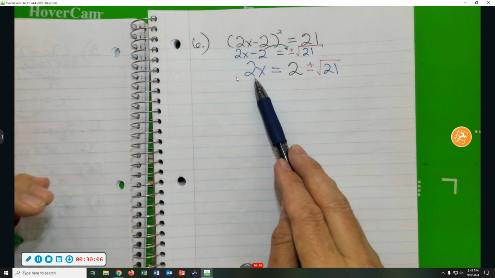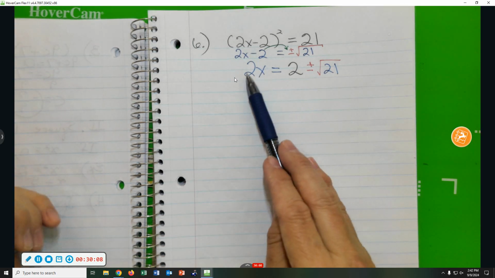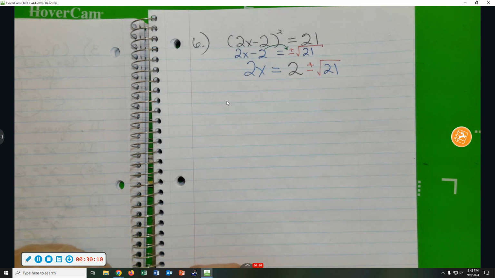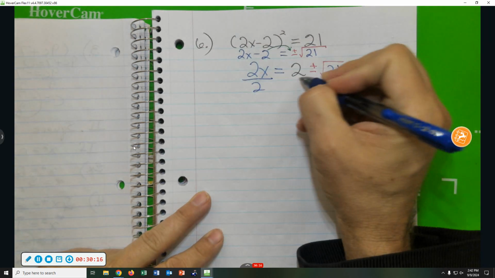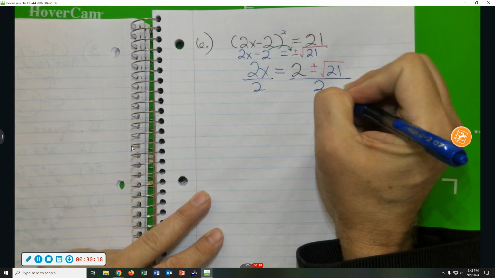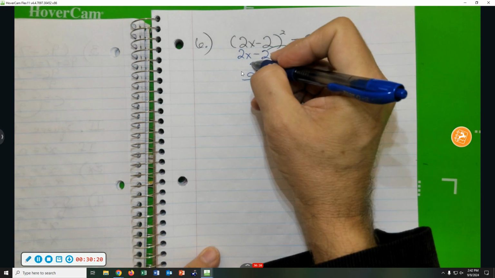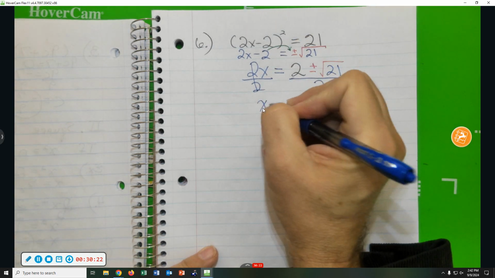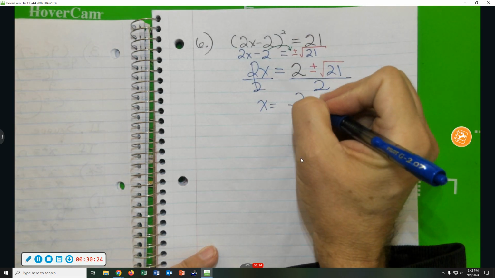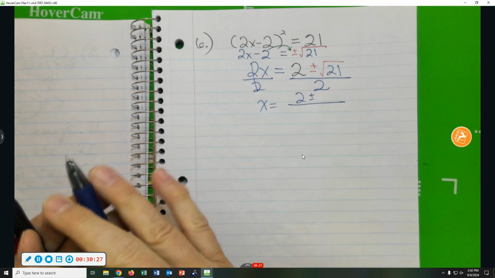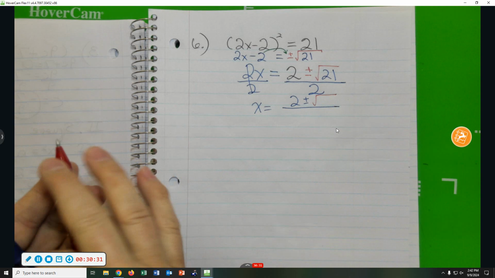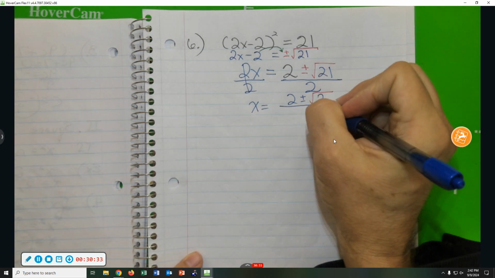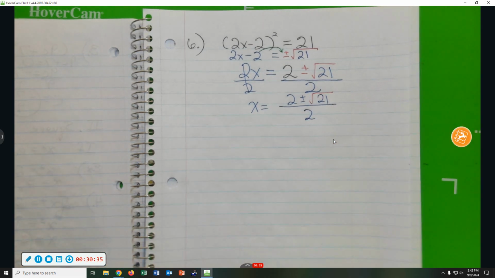Now, looking at this 2 times x, what are we going to do to get x by itself? Divide by 2. The 2's cancel, so we're left with x equals 2 plus or minus the square root of 21 all over 2.